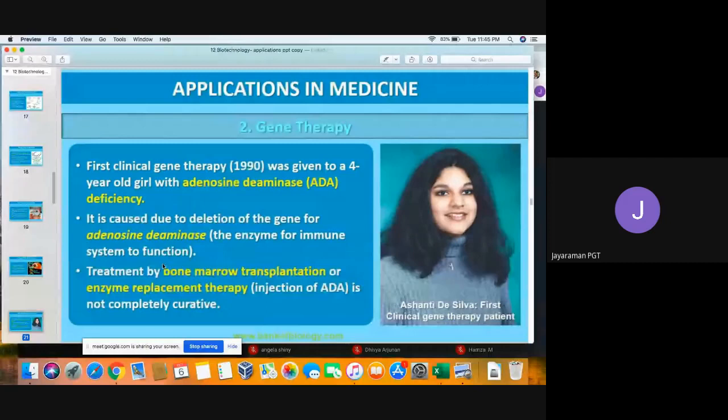So what can be done? The treatment is bone marrow transplantation. The bone marrow is actually stem cells. You know, stem cells live longer. They are pluripotent. They can produce RBC, WBC like that. You know, blood originates from these cells. Bone marrow cells are known as stem cells.